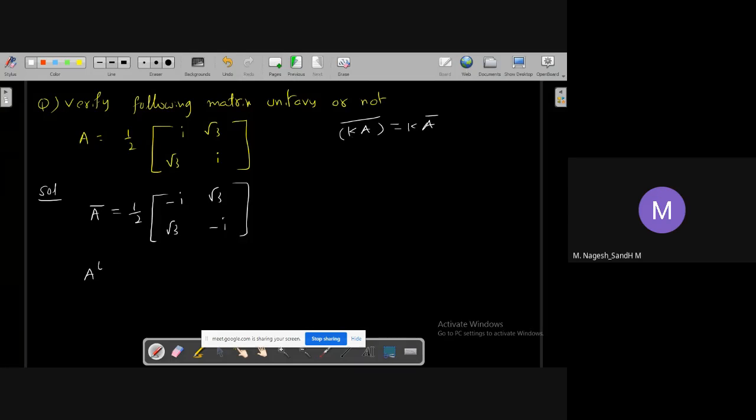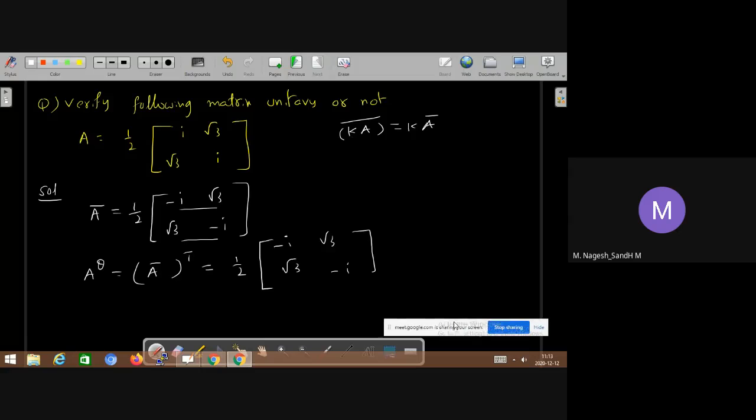Next A power theta. A power theta equals A conjugate whole transpose. That is nothing but A conjugate transposed. 1 by 2 transpose is 1 by 2 only. Write the first row as the first column: minus I, root 3. Second row as second column: root 3, minus I. So A power theta is 1 by 2 into [minus I, root 3; root 3, minus I]. Now you have to find A into A power theta.